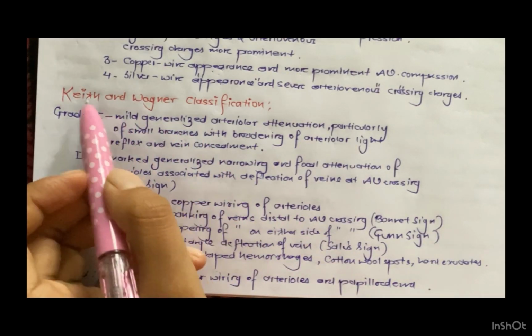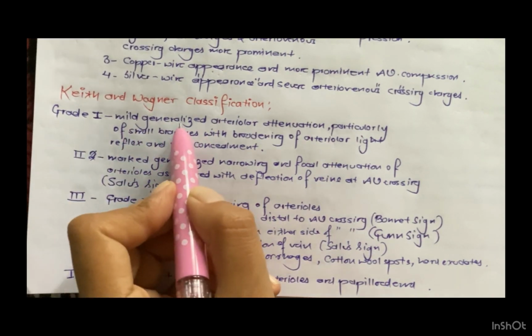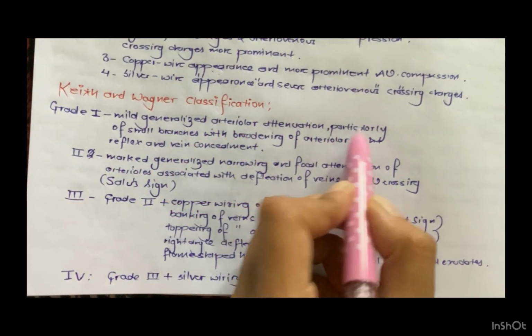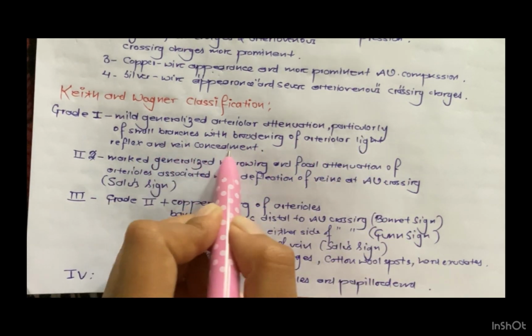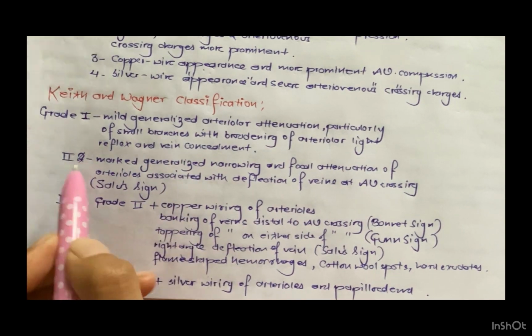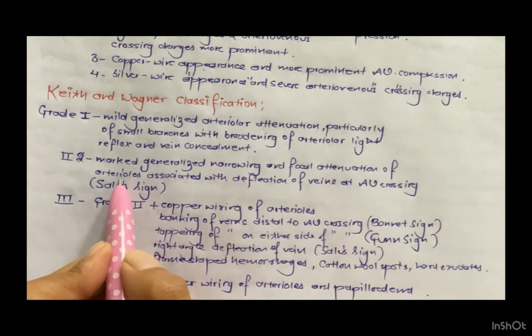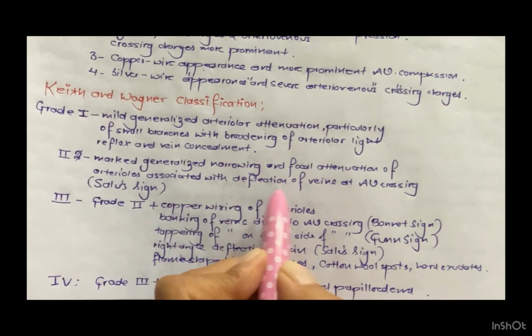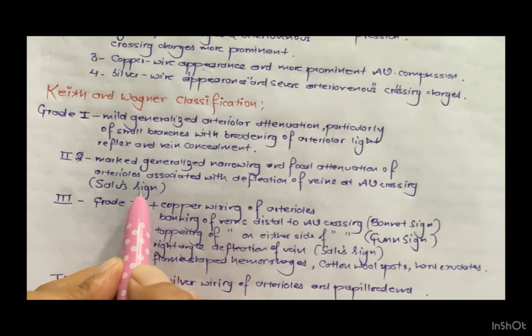Now talking about the Keith and Wagner classifications, in grade 1 there is mild generalized arterial attenuation, particularly of the small branches with broadening of the arterial light reflex and vein concealment. And in grade 2, there is marked generalized narrowing and focal attenuation of the arterioles associated with deflection of veins at AV crossing, that is also known as the Salus sign.